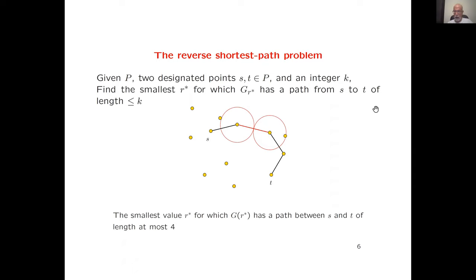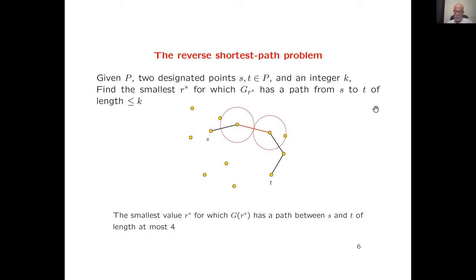So what is the reverse shortest path problem? We have the set P and two designated points S and T in P. And we have some integer K. We want to find the smallest radius, r star, or distance, for which the intersection graph G of r star has a path from S to T of length at most K. So here you can see such an example. The radius of these two disks is this r star over 2. And for such a value, you indeed have a path from S to T of length 4. And for smaller values of r, you do not.